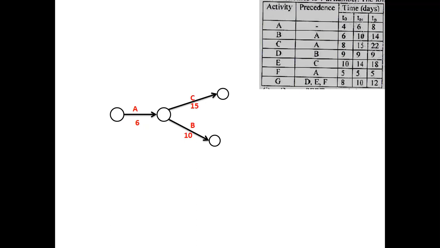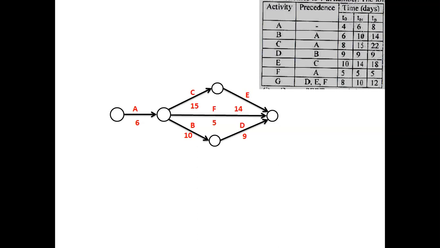Then activity D has B as a preceding activity. Then for activity E, C is the preceding activity, and for F it is A. Then the last activity G has D, E, and F. Just see here, I have clubbed the end events of D, F, and E so that G can be commenced. That is G. This is the network diagram for the given precedence relationship.